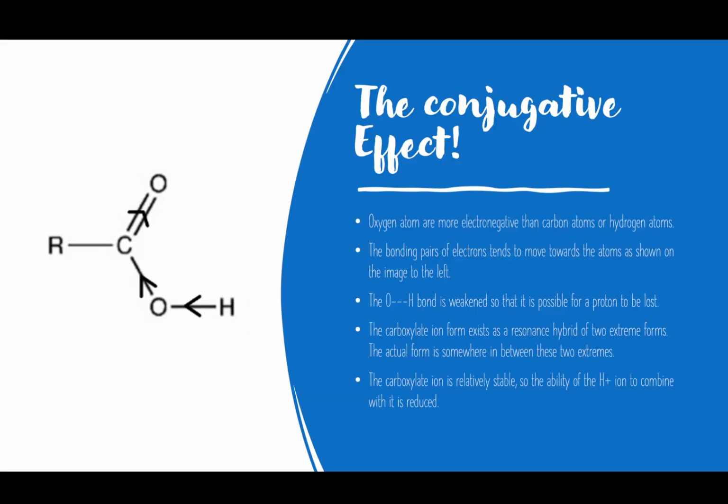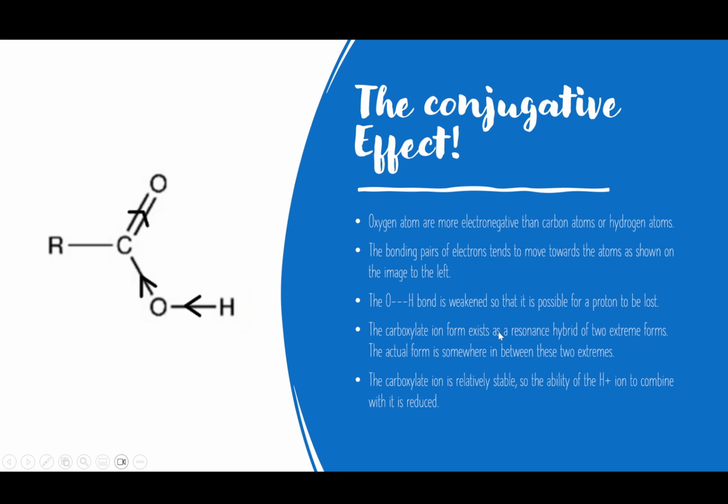So the conjugative effect, specifically the oxygen atom, is more electronegative than the carbon atom, or the hydrogen atoms within these molecules. In this case, we're talking about this, well, dare I say hydrocarbon, because this is not a hydrocarbon, but this carboxylic acid. So the bonding pairs of electrons tend to move towards more electronegative atoms, as shown in the image there. So this bond itself, the hydroxyl bond, or the OH bond here, the electrons actually move closer to the oxygen. And in the carbon itself, the electrons are actually not moving to the carbon specifically, but moving in the direction of the next oxygen up here. Okay?